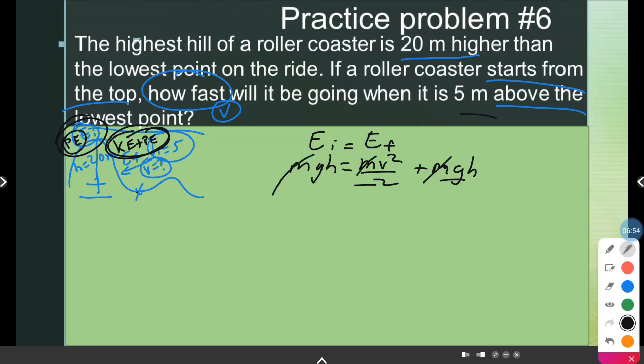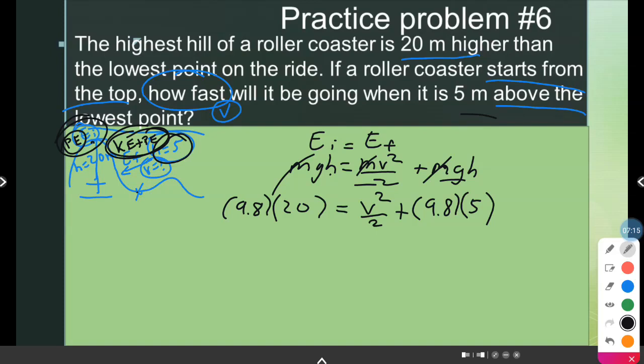Let's go ahead and plug these numbers in. g is 9.8. Our initial height is this one up here, which was 20. We want to know the speed. g is 9.8, and our final height, the height over here, was 5. All right, so let's do a little simplification. We got 9.8 times 20 to begin with, and that gives us 196, equals v squared over 2, plus 9.8 times 5, which is 49.